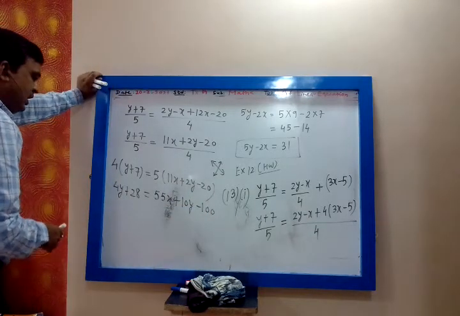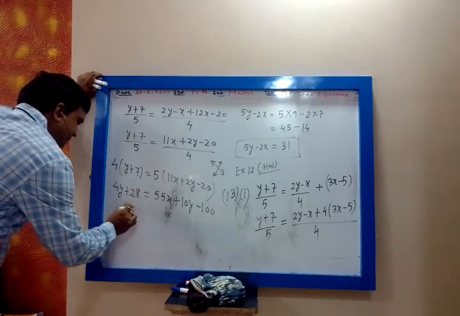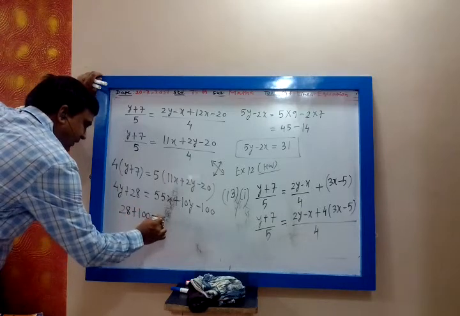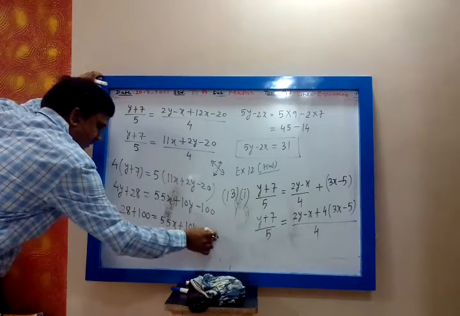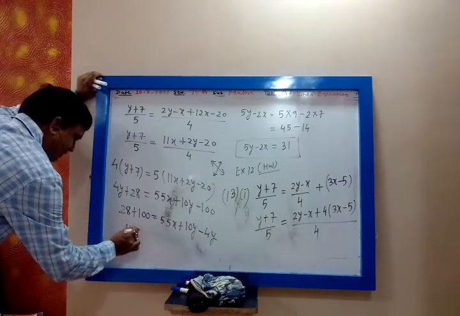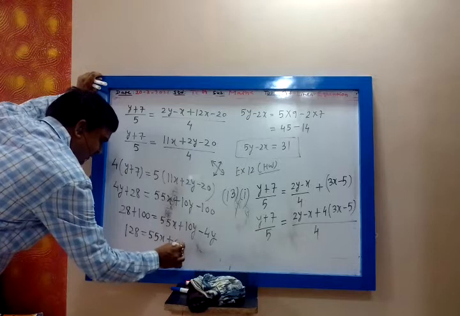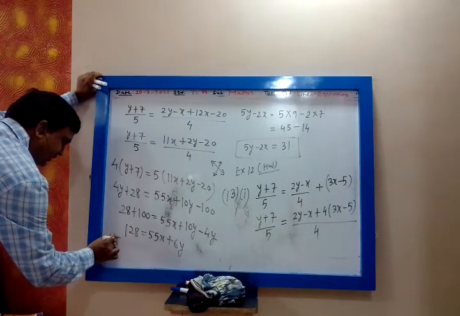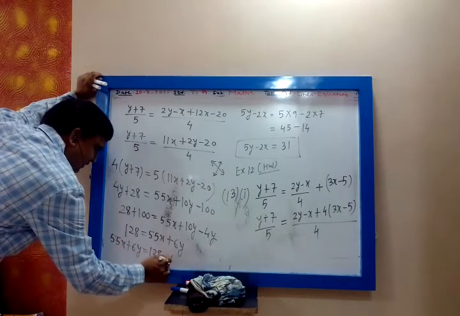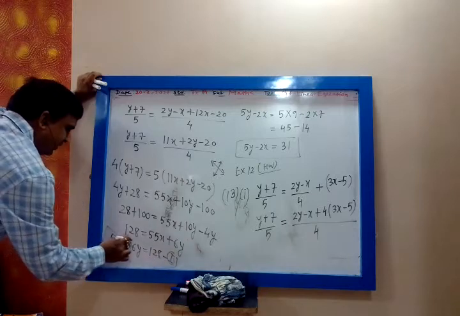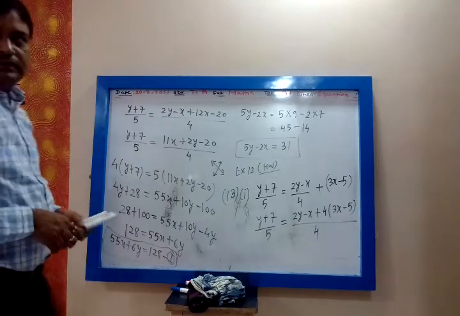Okay. Now you take 4y on that side. So 28 plus 100 is equal to 55x plus 10y minus 4y. Okay. So 128 is equal to 55x plus 6y. And so this you can write, 55x plus 6y is equal to 128. This is my equation number 1. Similarly, you will solve the other.